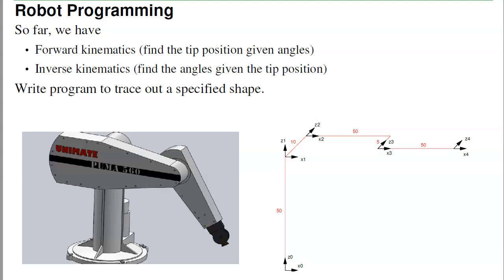So far we've got forward kinematics, that's given the joint angles, find the tip position. We've got inverse kinematics, given the tip position, find the joint angles. We've got spline curve fitting, how to go from point A to point B. With that, I want to write a program to specify a certain shape.